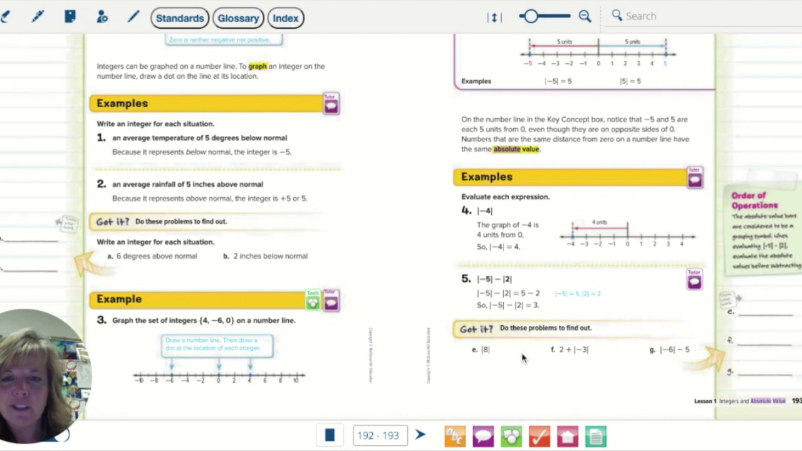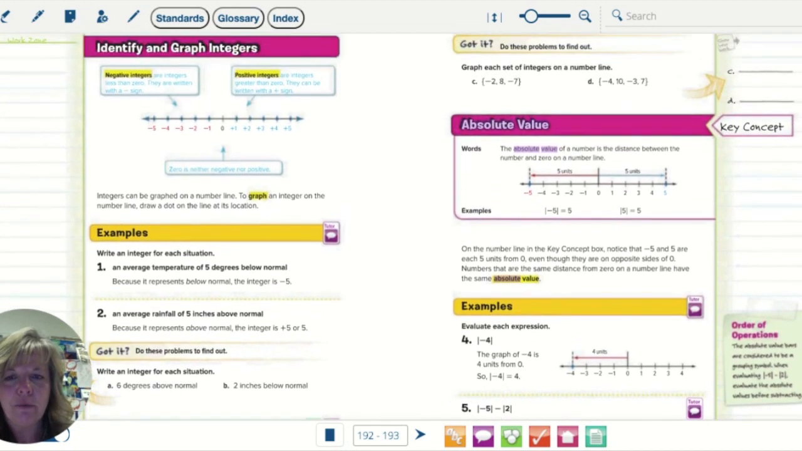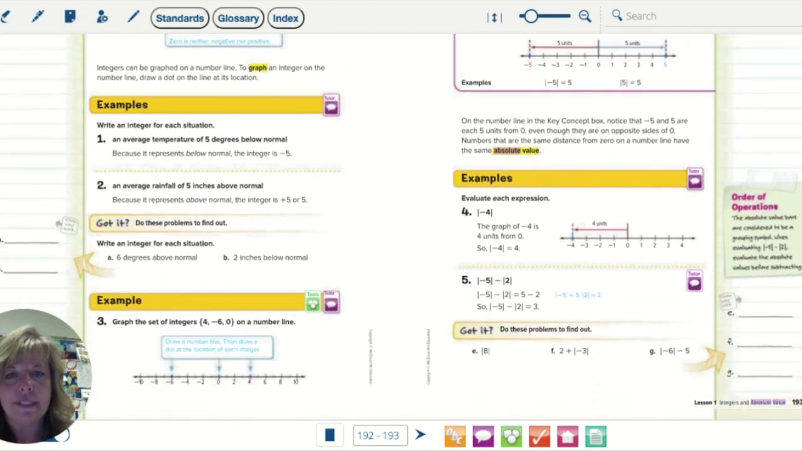Very good. Absolute value, positive and negative numbers. We're looking at keywords like above and below, more than, less than. We'll keep working on it, but our lesson for today is to identify key vocabulary in math problems and determine or evaluate absolute value. Have a great Monday.